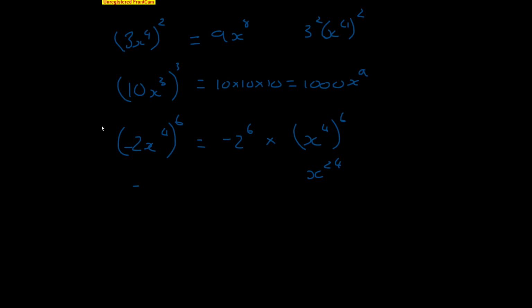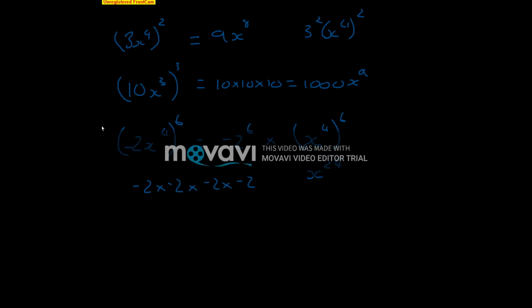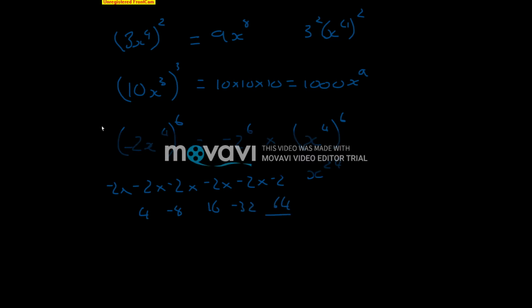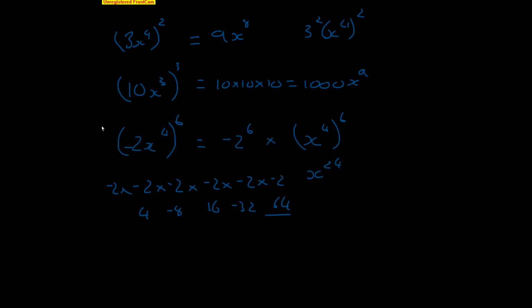So, minus 2 times minus 2, times minus 2, times minus 2, so that's squared, cubed, 4, 5, and 6. Minus 2 times minus 2, that's going to give us 4, times minus 2, minus 8, times minus 2, gives us 16, times minus 2, minus 32, times minus 2, gives us positive 64. You see what I did there? Each time we're changing from negative to positive, and each time we're just multiplying by 2. So the final answer there would be 64x to the 24.